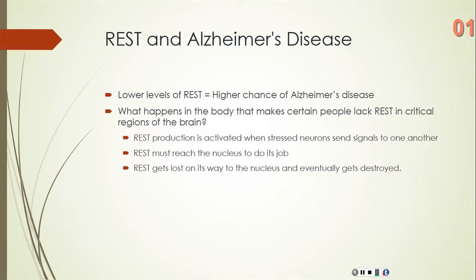So why are REST levels so low in some people and not others? Well, REST production is activated when stressed neurons send signals to one another. When this happens, REST is made in the cytosol of the cell and has to travel to the nucleus in order for it to do its job.